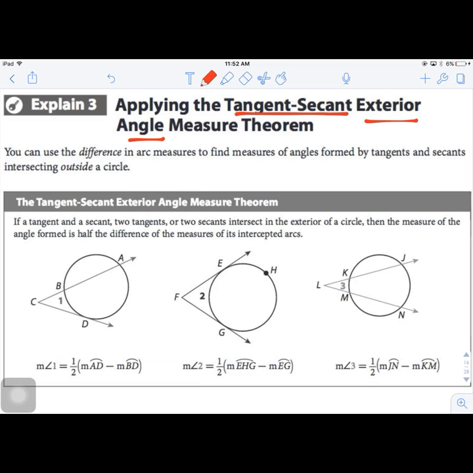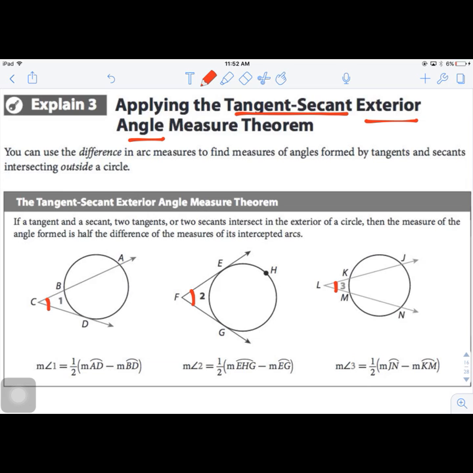So notice that we have three scenarios here. That's 1, 2, and 3. In the first scenario, we have a secant intersecting a tangent, and the external angle is outside here. The second one is two tangents and the external angle, and the third one is two secants and the external angle. So notice the external angles are all the angles that are outside. In this case, they are denoted by angle 1, angle 2, and angle 3.